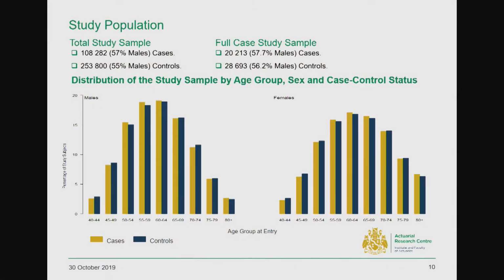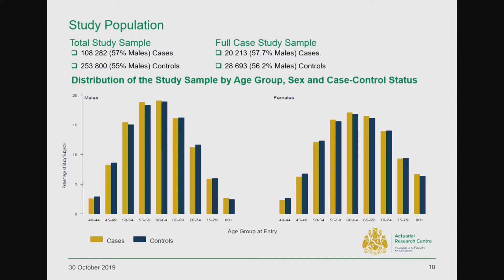These are the charts that give you, in general, the data set that we have. The total data set constituted 108,282 cases, of whom 57% are males. And for controls, we had 253,855, 55% being males. For the full case analysis, we had 20,213 cases, of whom 57.7% are males, and 28,693 controls, of whom 56.2% were males. And as you can see from the bar charts, the gold color is for the cases, and the navy blue color is for the controls.